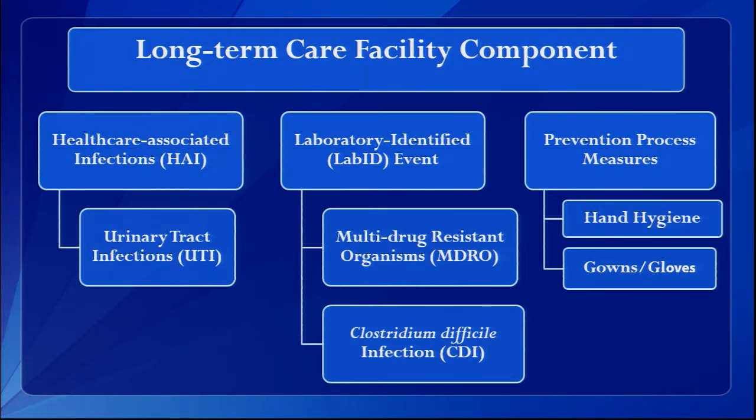And lastly, you have the Prevention Process Measures module. And within this module, facilities are able to monitor adherence to prevention practices, and that includes your hand hygiene after contact with a resident or surfaces in immediate vicinity of that resident, and or gown and glove use in the context of transmission-based precautions. And we're going to talk about each of these in a little more detail.